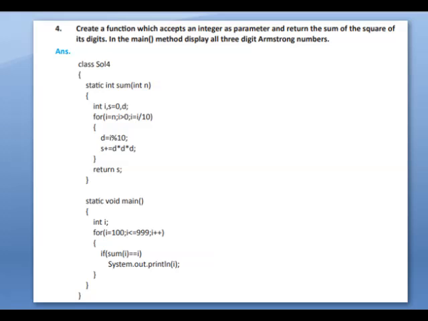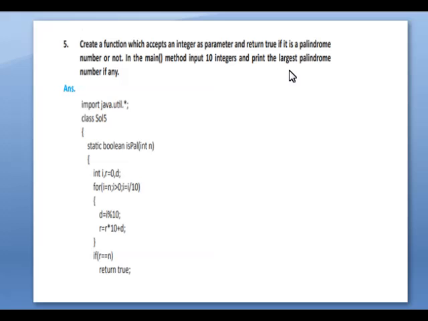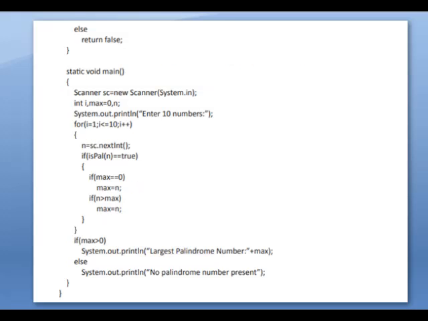and the next one is palindrome number. Palindrome means from right to left and left to right, it is the same. For example, 1 0 0 1. From right to left also it is 1 0 0 1, and from left to right also it is 1 0 0 1. So this is to find the largest palindrome number.